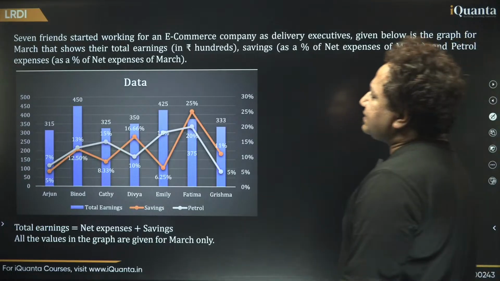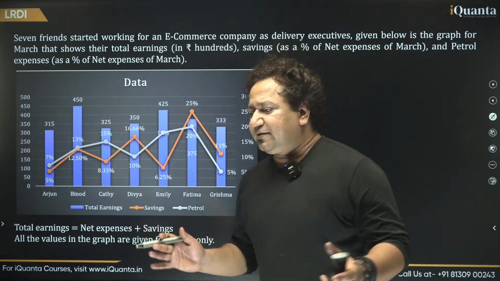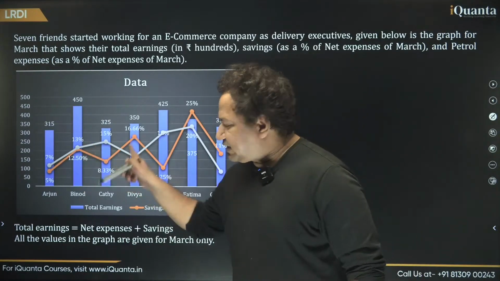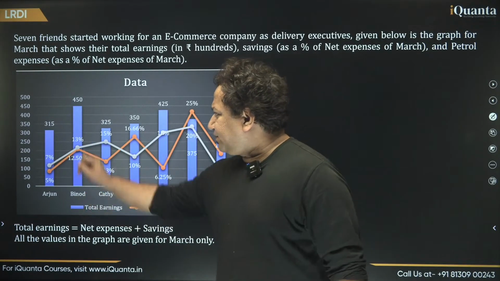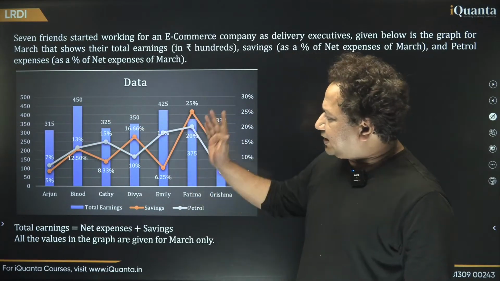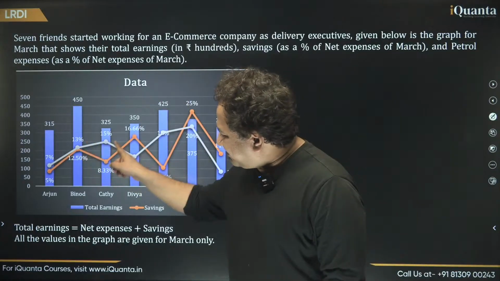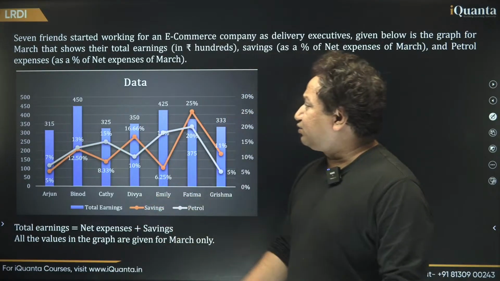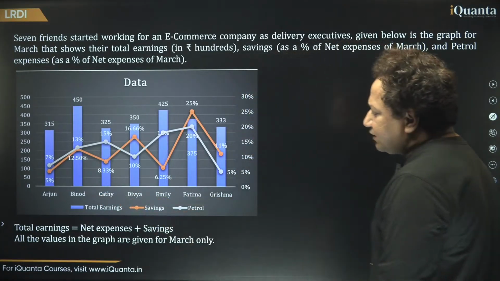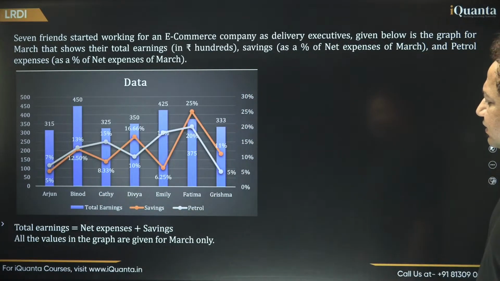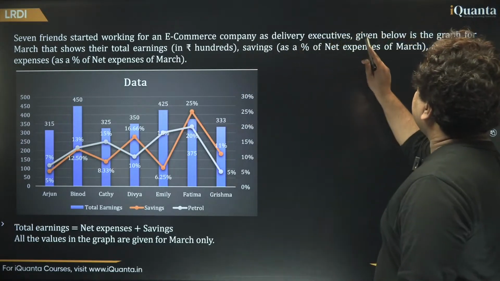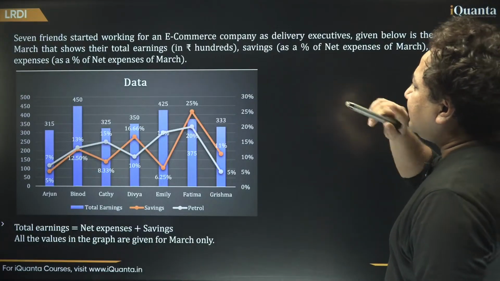It says 7 friends started working on an e-commerce. Basically, in data interpretation, things will be given to you in terms of certain kind of charts. Like this is a bar chart with line graphs as well. So it's a combination of different charts. You see the bars, they're basically column graphs, not bar. Bars are horizontal, and columns are vertical. The column graphs with line graphs as well. So it's a combination of two kinds of graphs. And there are 7 friends: Arjun, Binod, Kathy, Divya, Emily, Fatima, and Grishna. A, B, C, D, E, F, G, basically. They're working for an e-commerce company as delivery executives. Given below is the graph for March that shows their total earnings.